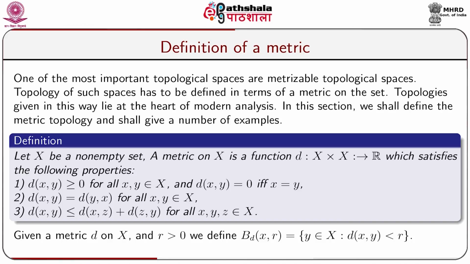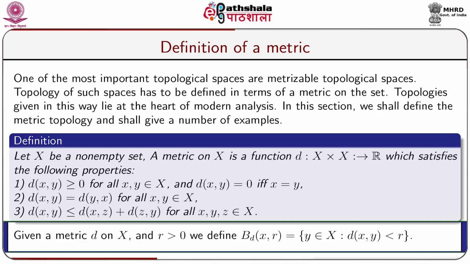So, what is the first condition? The first condition says that the distance between two points is always positive, in fact always non-negative, and the distance between them is 0 if and only if they are equal. What is the meaning of the second condition? The second condition means that the distance from x to y is equal to the distance from y to x. And what is the meaning of the third condition? The third condition says that d(x,y) is less or equal to d(x,z) plus d(z,y), that is the triangle inequality. The sum of two sides is greater or equal to the third side of a triangle.